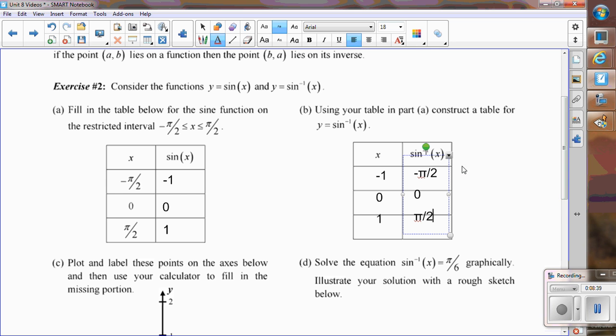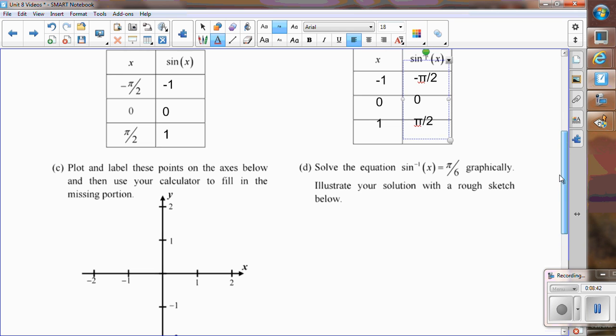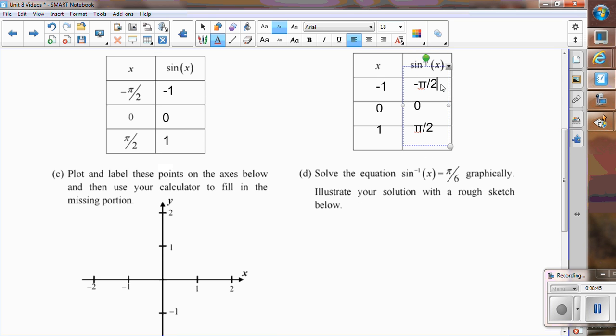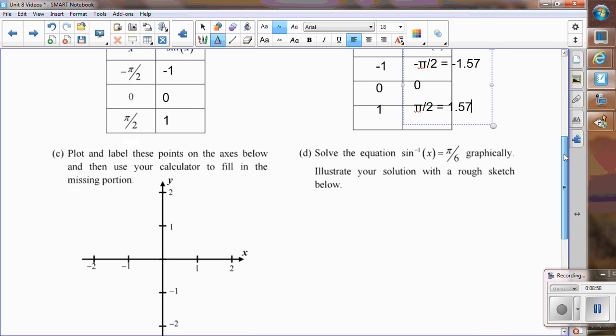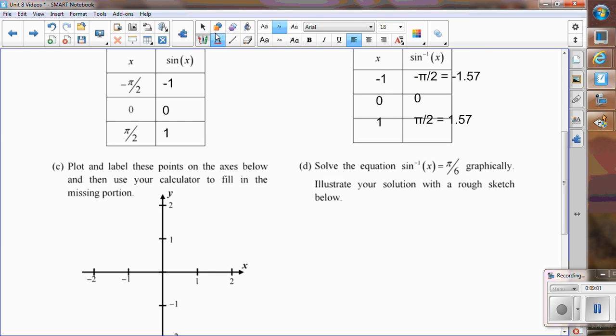So now we have a set of points to graph. Now remember negative pi over 2 is going to be negative 1.57, and pi over 2 is positive 1.57, and that's just from typing pi divided by 2 into the calculator. So we're going to plot this. Our x value is negative 1, and our y value is negative 1.57. So let's go here. Then we go to 0, 0. And then we go to 1 and 1.57.